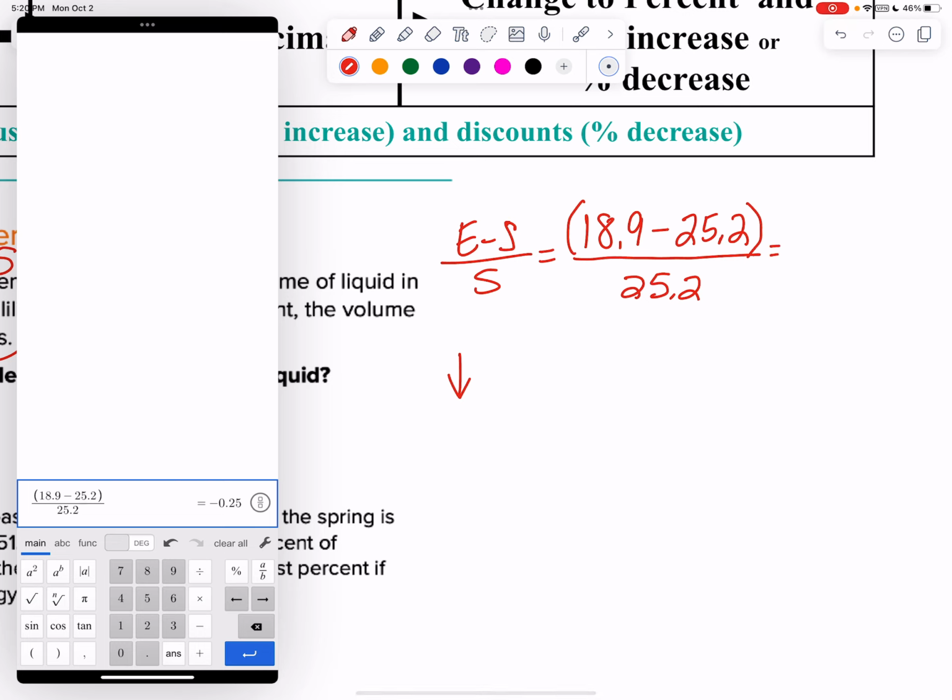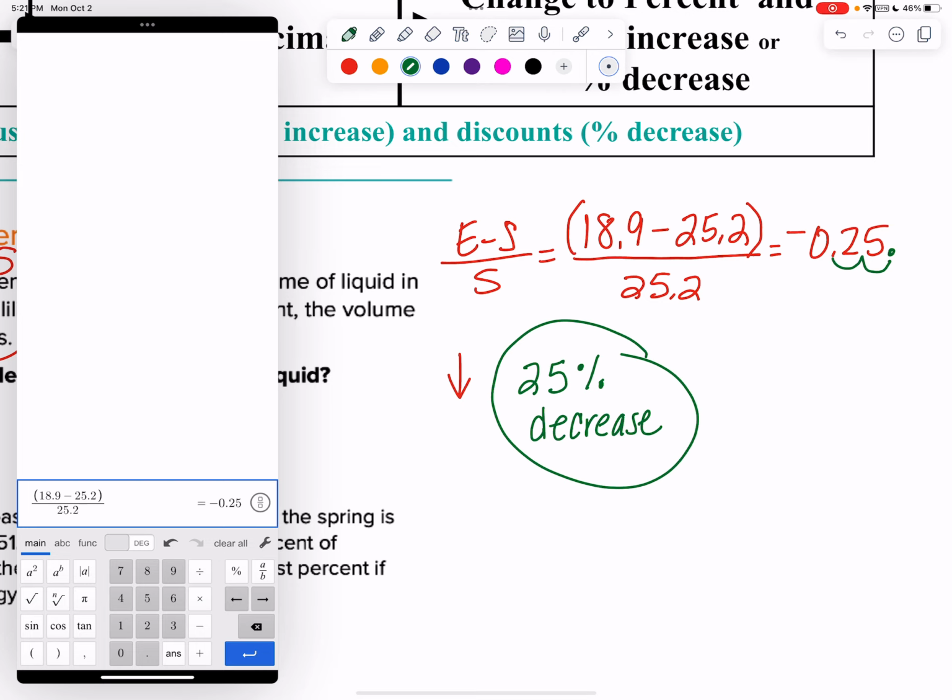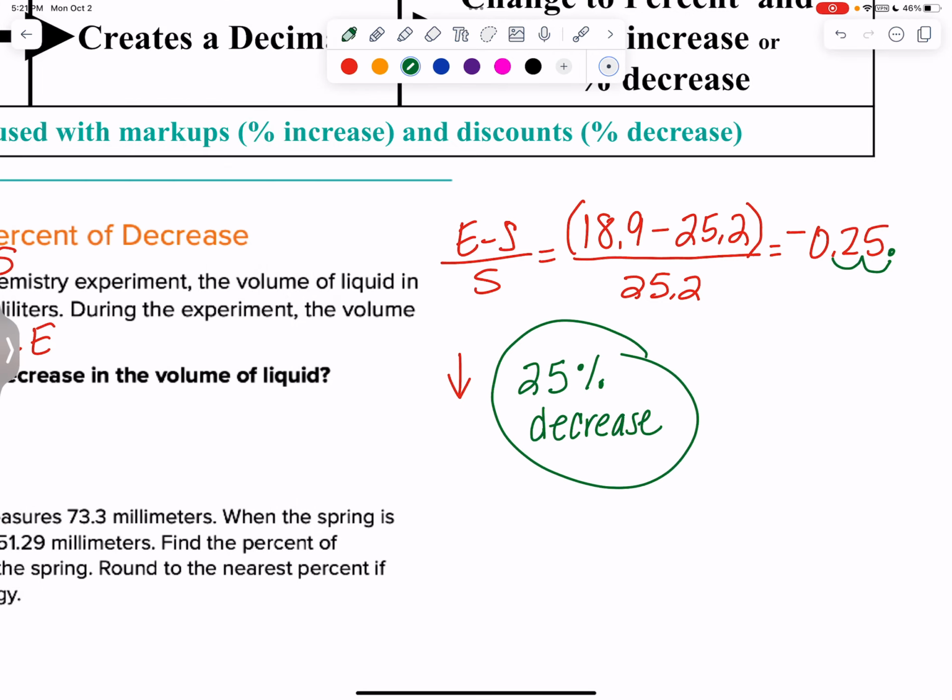I want you to see what that means. So negative 0.25. Negative just means that our percent is going down. Right now that's just the decimal. So remember, we multiply by 100. And I have a negative 25%. But we're not going to write negative 25% because we have a different word we're going to use for a negative percent change. So we're just going to say 25%, and then we use the word decrease. So if your answer is ever negative, it's a great reminder that that's a decrease percent change.